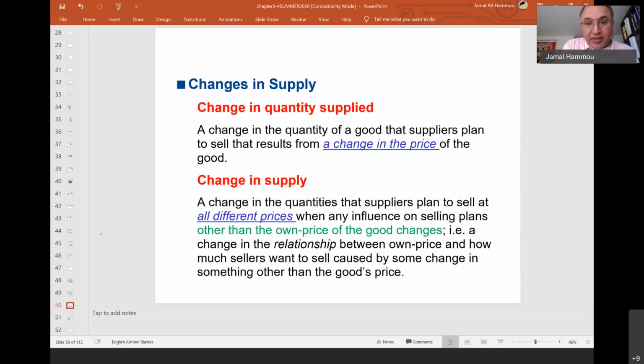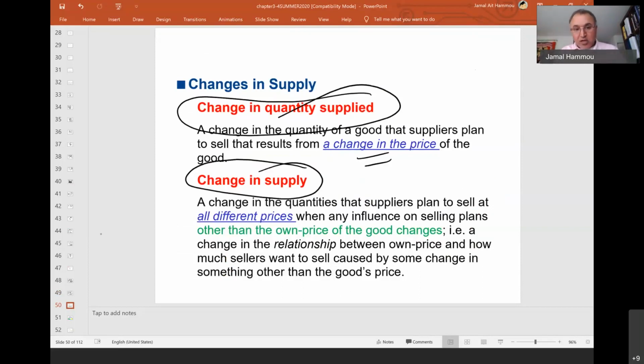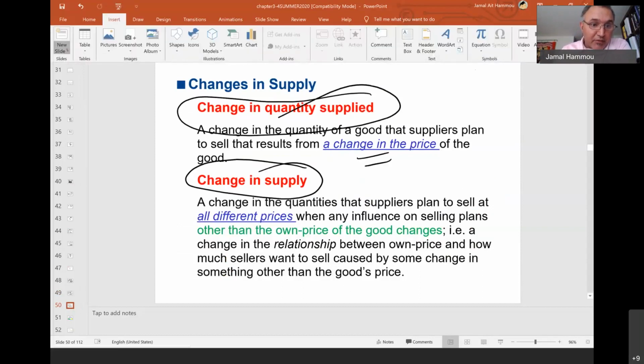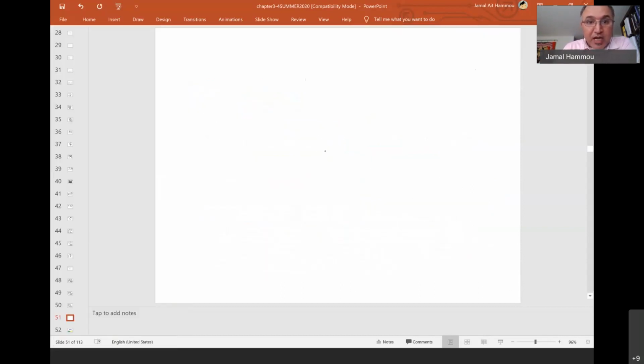So change in quantity supplied is caused by changing the price, everything else equal. If I change the price, there is a change in quantity supplied. Change in supply is moving the whole supply curve to the right or to the left. It is caused by something else other than changing the price. Okay, so let's do this again so I will be sure that you understand the difference, like we did with the demand. I don't want you to confuse change in quantity supplied versus change in supply.